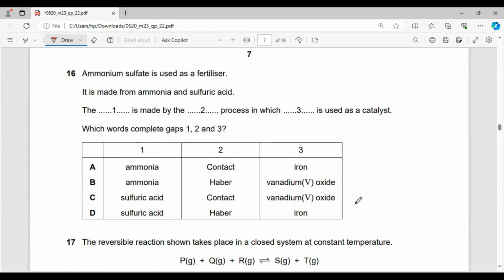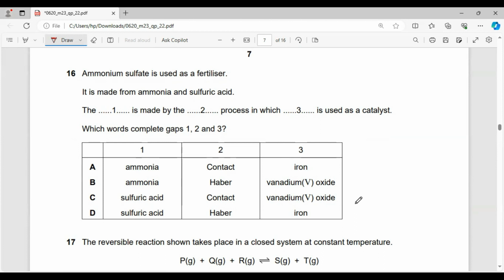Ammonium sulfate is used as a fertilizer. It is made from ammonia and sulfuric acid. The dash is made by the dash process, in which dash is used as a catalyst. Which words complete gaps 1, 2 and 3?